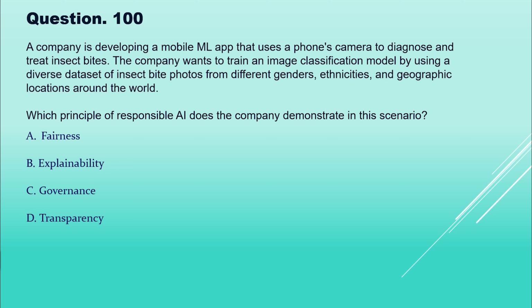And the correct answer here will be option A, fairness. Because in this scenario, the company is demonstrating the principle of fairness by ensuring their training data includes a diverse range of demographics, preventing potential bias based on gender, ethnicity or geographic locations, which aligns with the core idea of responsible AI.